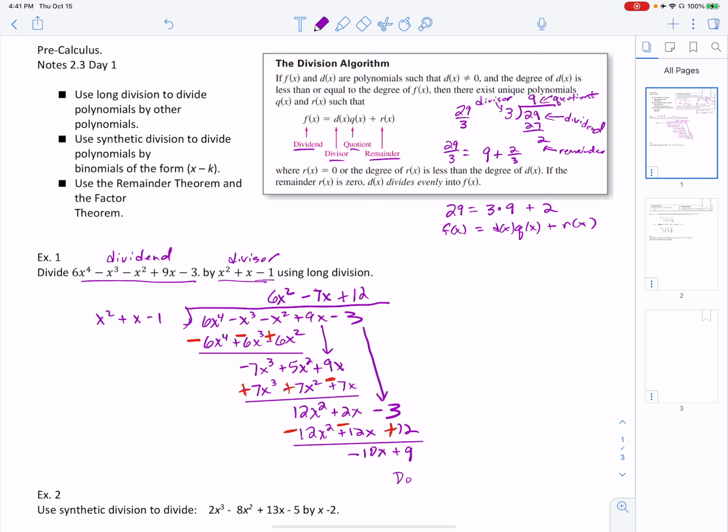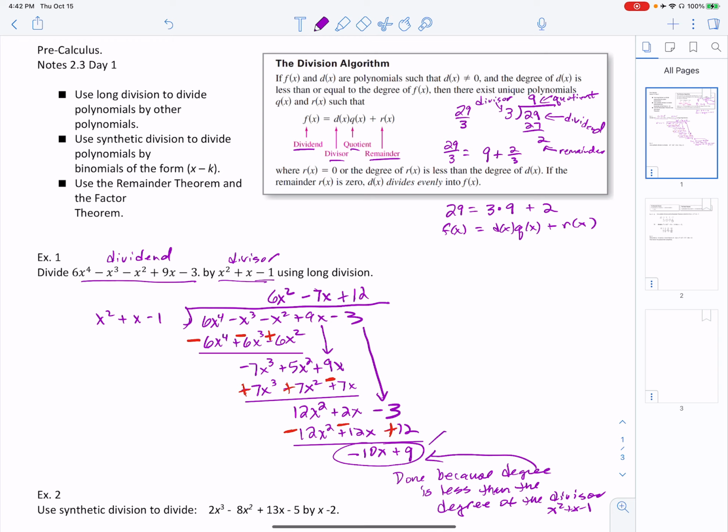I am done because the degree is less than my divisor. The degree of this is 1, which is less than the degree of the divisor, x squared plus x minus 1. The degree of the divisor is 2. The degree of this is 1. So you are done. So this right here is my remainder.